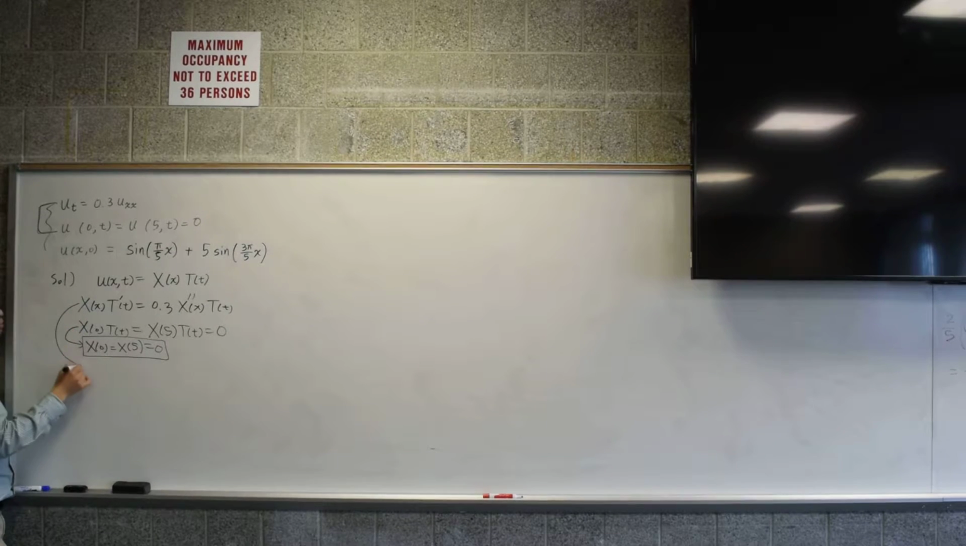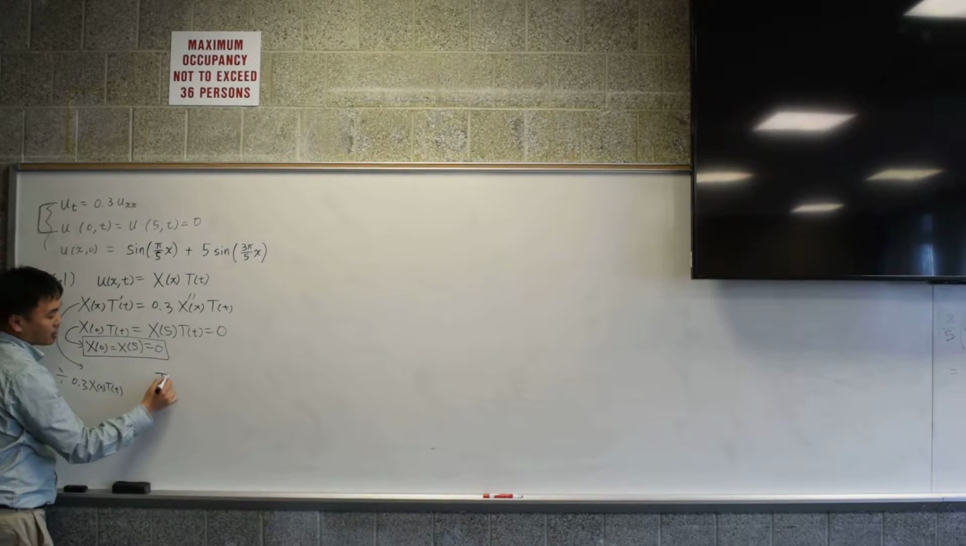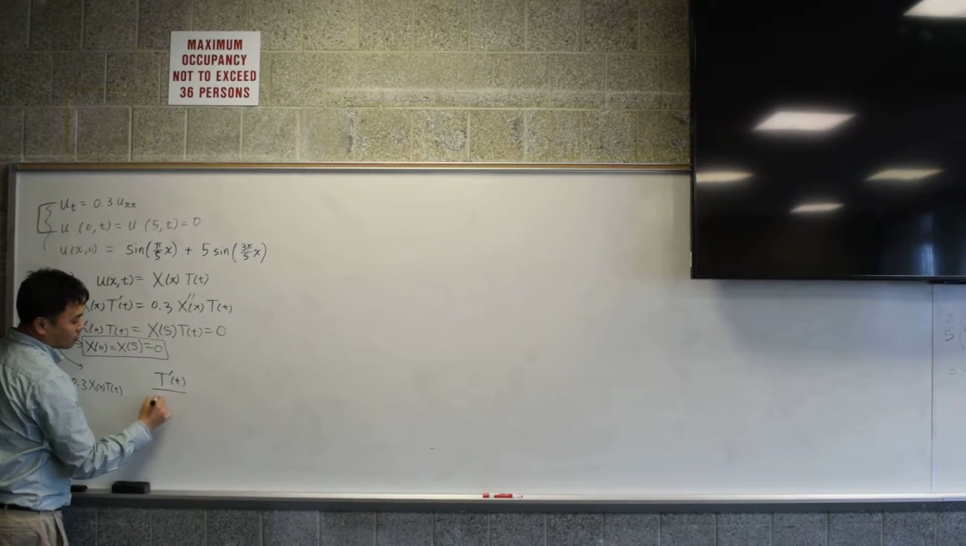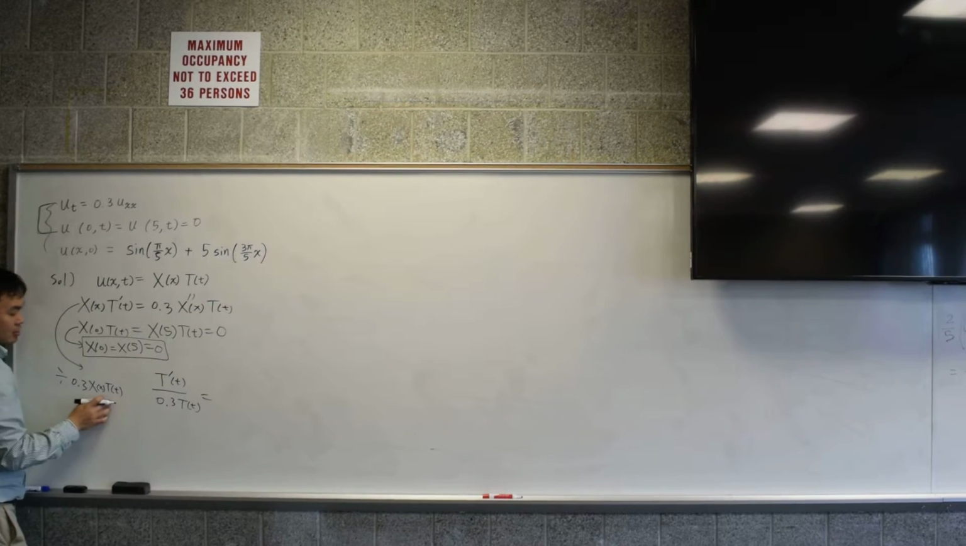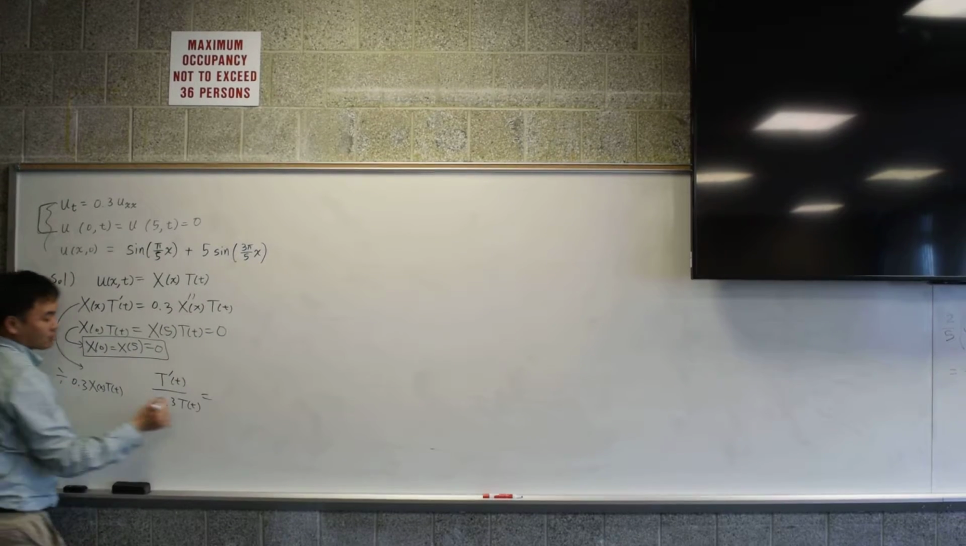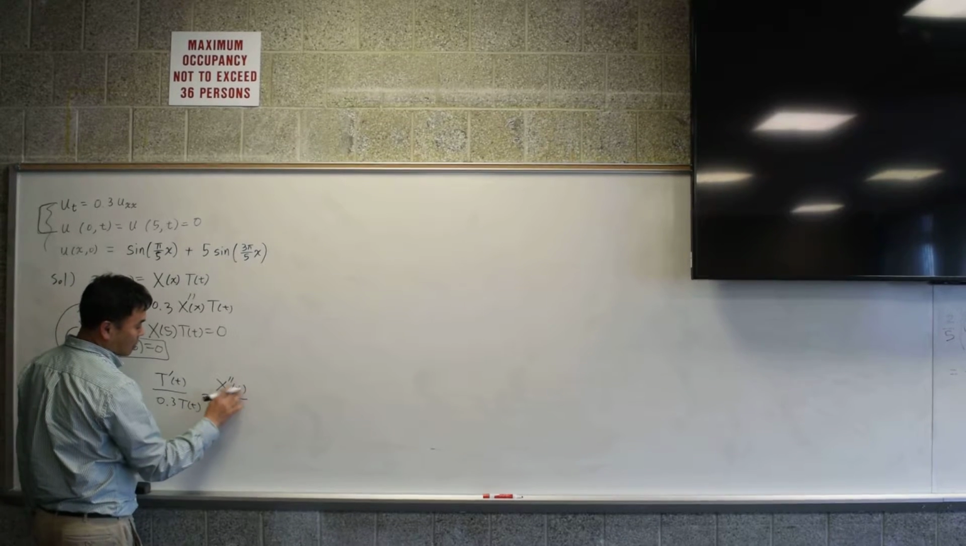Now what about this one? This one you divide by 0.3 times X(x) times T(t). You always divide by k times X times T on both sides. And that's what makes the separation of variables work. Dividing these two, X(x) cancels and you get T'(t) over 0.3 T(t). Whereas on this side, T(t) cancels, 0.3 cancels, and you get X''(x) over X(x).